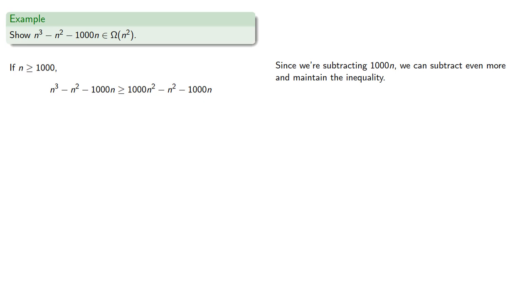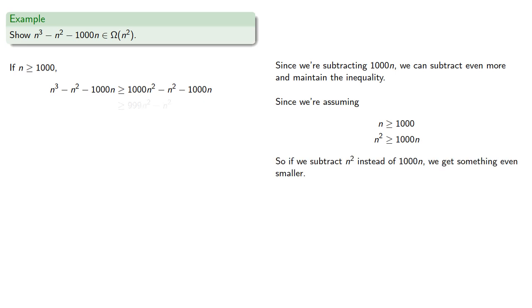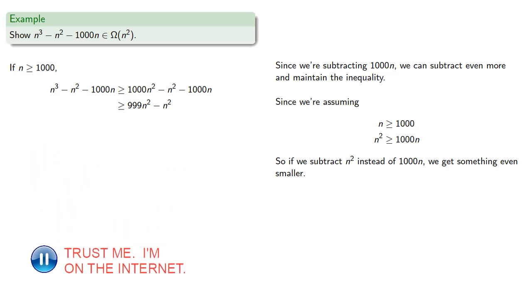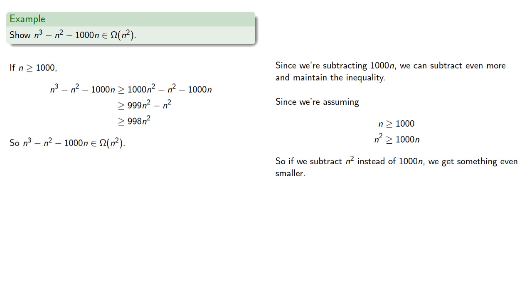Now, since we're subtracting 1,000n, we can subtract even more and maintain the inequality. Since we're assuming n is greater than or equal to 1,000, then n squared is greater than or equal to 1,000n. So if we subtract n squared instead of 1,000n, we get something even smaller. And so we're greater than or equal to 998 n squared. And so we have a constant, 998, where for all sufficiently large n, namely n greater than or equal to 1,000, our function is greater than 998 n squared. And so our function is omega of n squared.